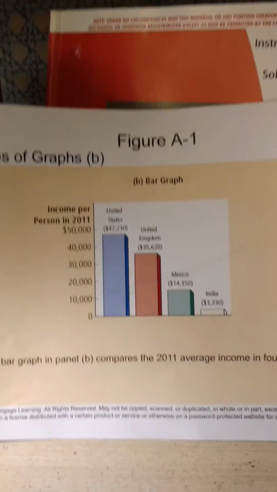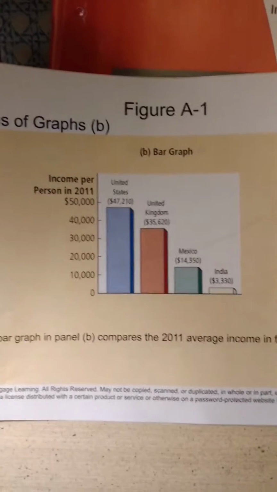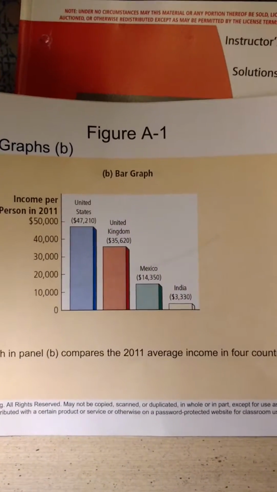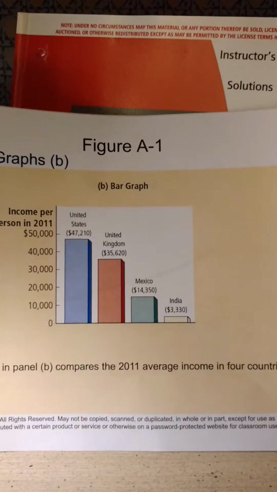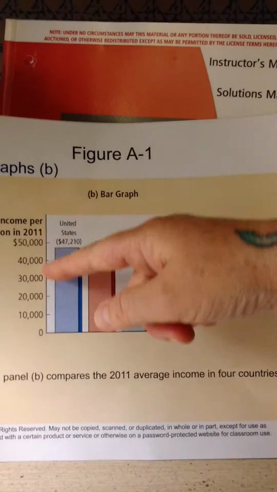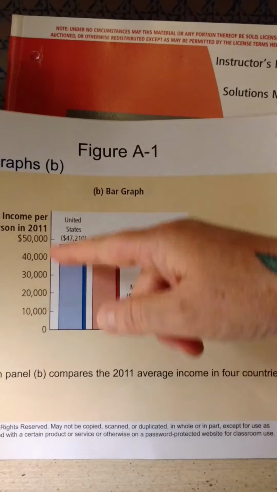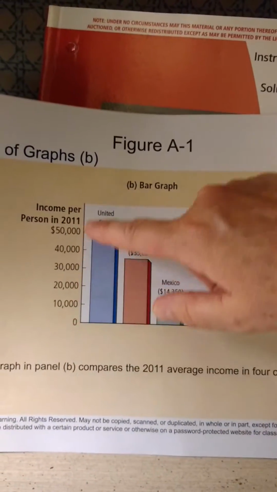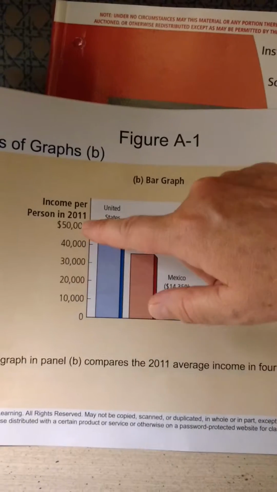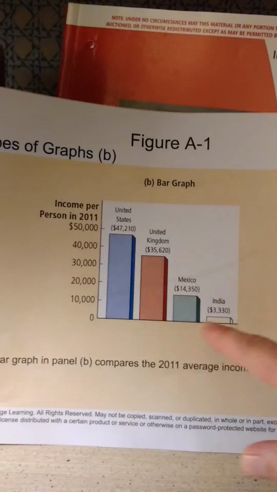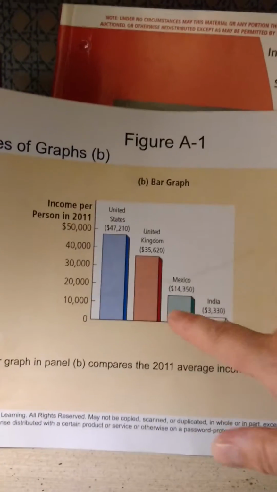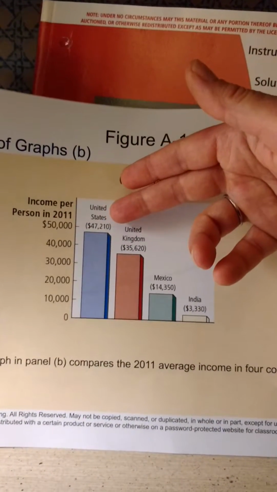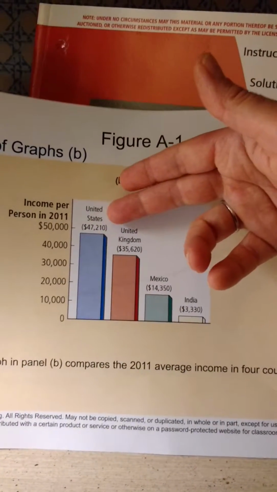In our next example, this is a bar graph. Again, these are single variable graphs used in economics. So here we have a single variable, income per person in 2011, on the vertical axis, which is the y-axis, and it's measured in thousands of dollars, ranging from $10,000 to $50,000. On the x-axis, we have the different countries we're comparing. So here we have the U.S. at $47,210 on average per person.